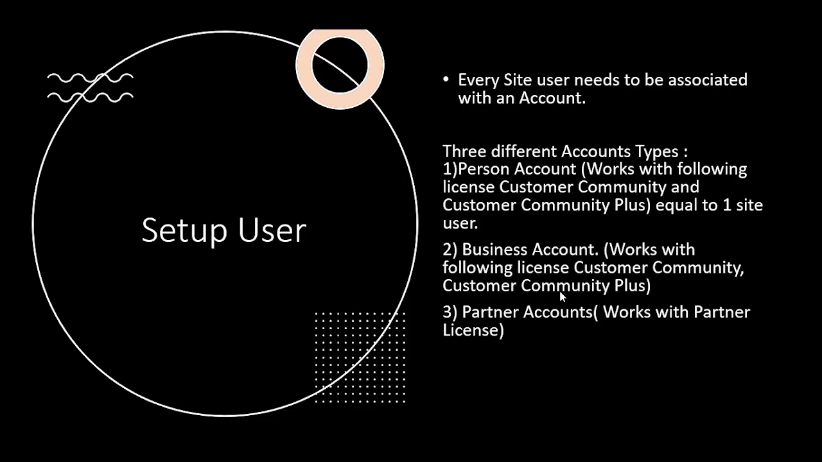Now the third is a partner account. As I gave you the example, I'm a developer and I need a real estate selling company with realtors. In that case, those are my partners, because we work together to sell the houses I make. Those are known as partner accounts, and they work with the partner license.